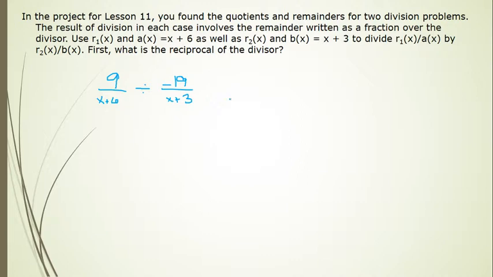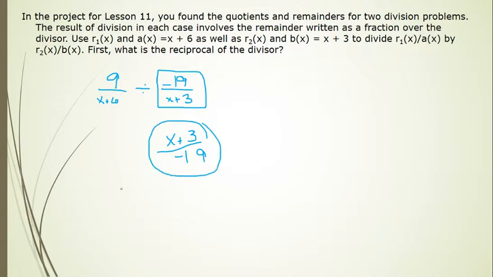So first we want to know what is the reciprocal of the divisor. This is our divisor here because it's the one that comes after our division sign, or if you were to write this as an actual fraction, it'd be the one underneath the division. We want to know what the reciprocal is. Remember that the reciprocal is where we just flip it over. So our reciprocal of this is just going to be x plus 3 divided by negative 19. We just took the fraction and flipped it over. What was on the top is now on the bottom, and what was on the bottom is now on the top. So here is our reciprocal, and that is our answer to this question.